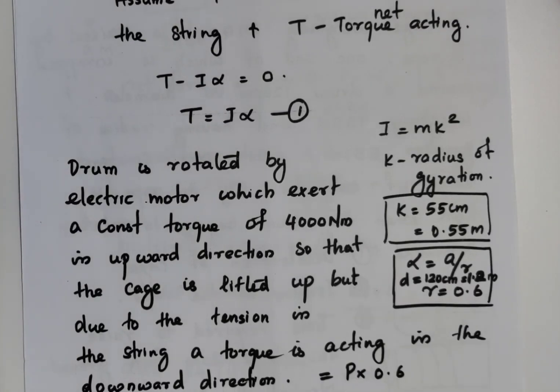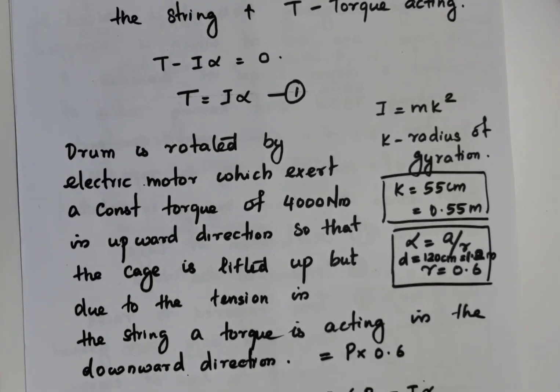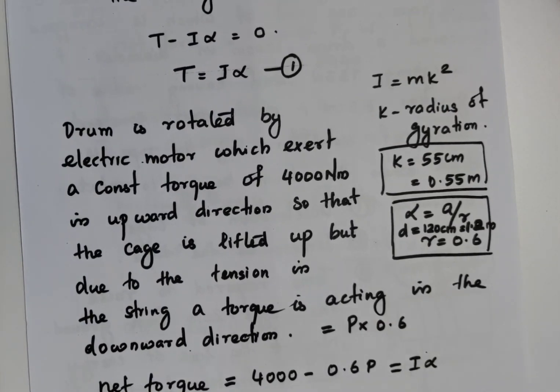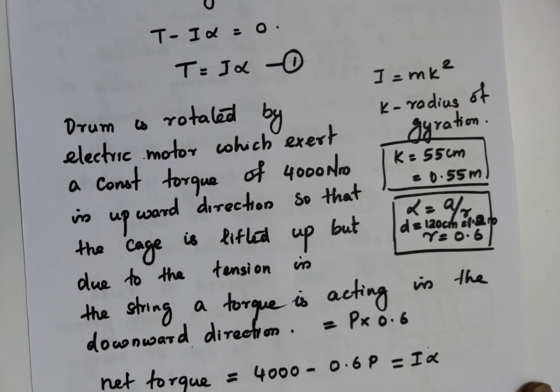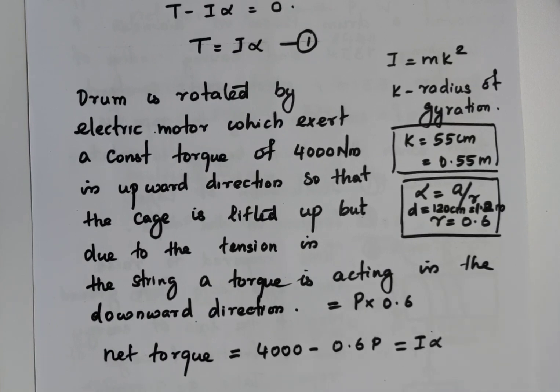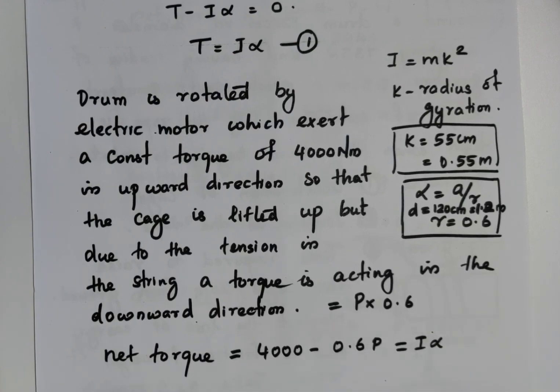Here the drum is rotated by an electric motor which exerts a constant torque of 4000 Newton meter in the upward direction. That is why the cage gets lifted up. But due to the tension in the string, torque is acting in the downward direction, and the torque due to the tension in the string is equal to P into 0.6. Here instead of S we are using P, that is the notation given in this question. In the previous cases we had torque T is equal to S into radius, so here it is P into 0.6.